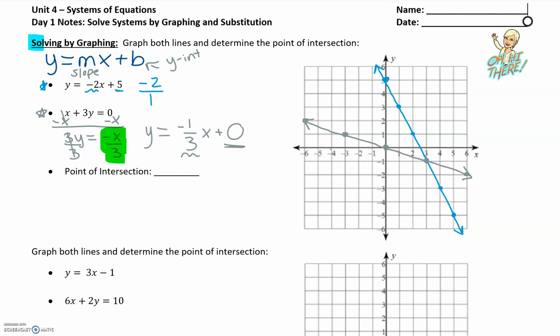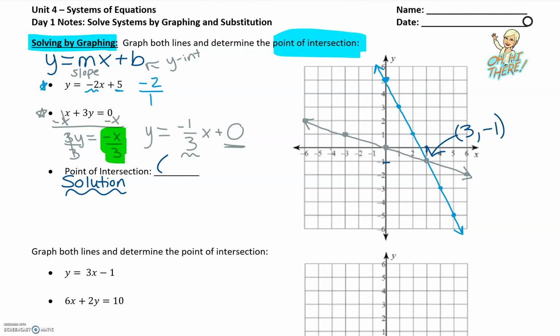Now, when we're solving by graphing, we're going to graph both lines like we did and determine the point of intersection. Okay? The reason we want the point of intersection is because that's the solution. So this point of intersection, this is the solution to the problem. Okay? Well, here it is, and now we need to know what's that ordered pair. So the x value here is 3, the y value is negative 1. So the solution is 3, negative 1.